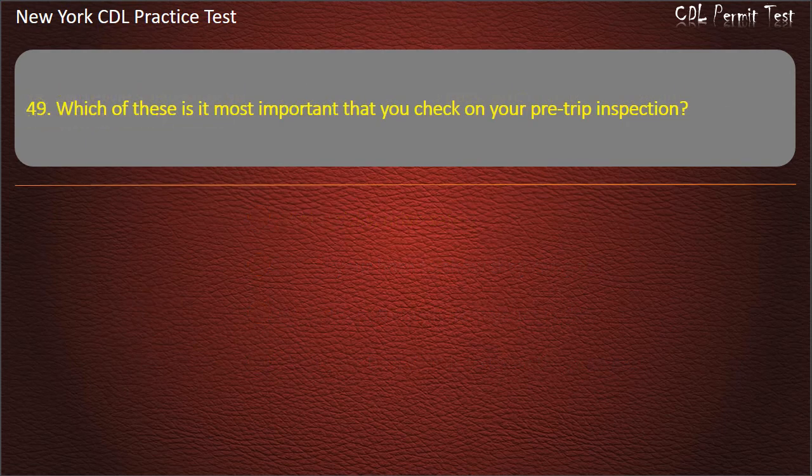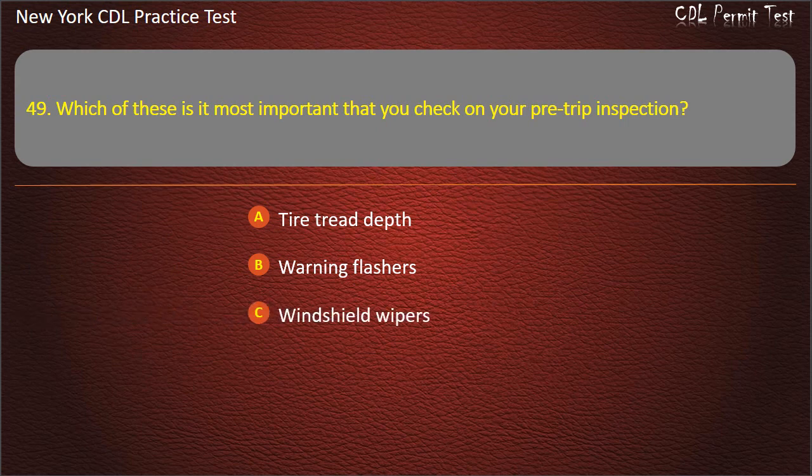Question 49. Which of these is it most important that you check on your pre-trip inspection? Tire tread depth. Warning flashers. Windshield wipers. All of the above. Answer: all of the above.